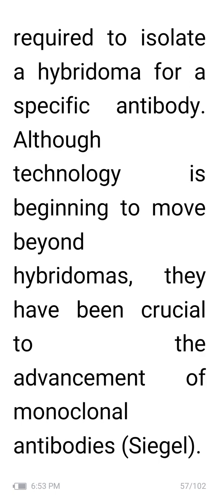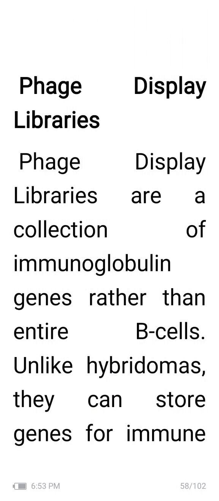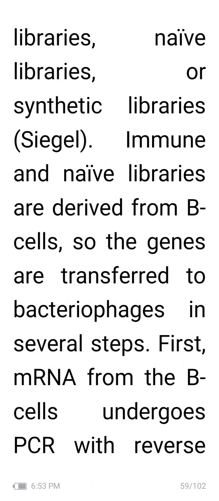Although technology is beginning to move beyond hybridomas, they have been crucial to the advancement of monoclonal antibodies. Then phage display libraries. Phage display libraries are a collection of immunoglobulin genes rather than entire B cells. So unlike hybridomas, they can store genes for immune libraries, naive libraries or synthetic libraries.